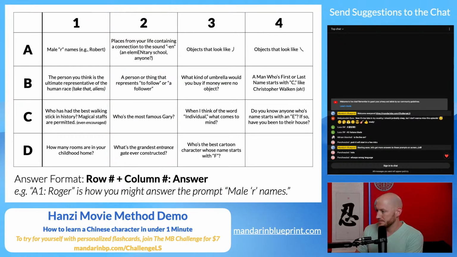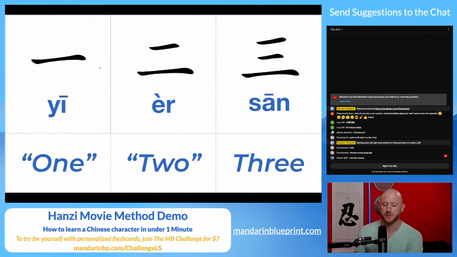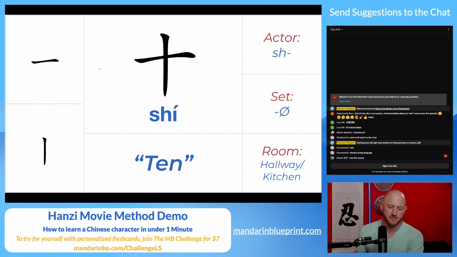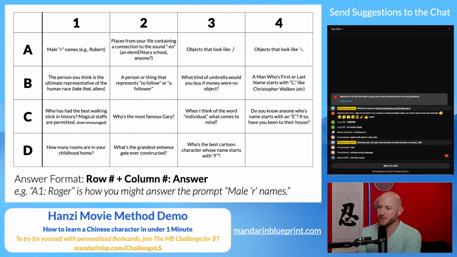What we're going to do today is go through a few more characters. In the previous live stream, I went through the characters 1, 2, 3, 10, gan (dry), and half. Just as a quick review, I talked about how to create these different mnemonic scenes so that you can remember each character. But what we're going to do today first is gather some information.